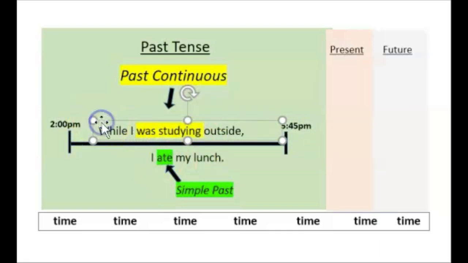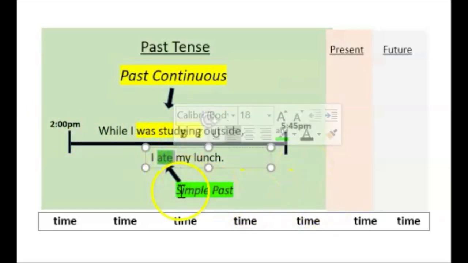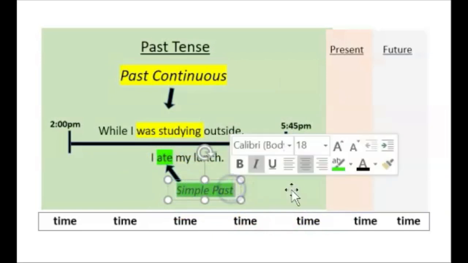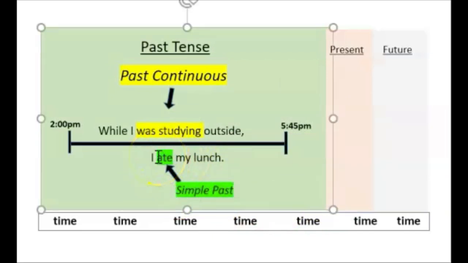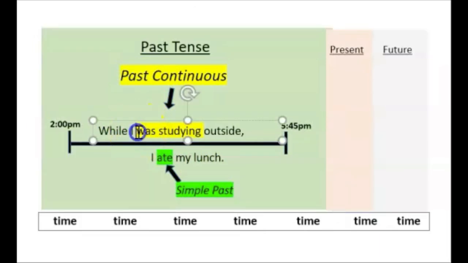As in this chart, we can see that the studying was occurring between 2 p.m. and 5:45 p.m. It's not important that we have a specific time. We just need to communicate that an action was happening during a certain time period when something else happened. The something else that happened would be the simple past tense, in this case ate, and the past continuous is was studying. So, while I was studying outside, I ate my lunch.